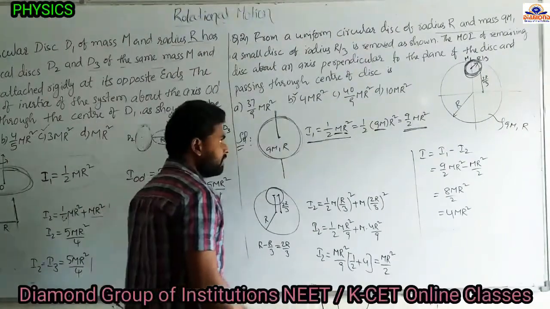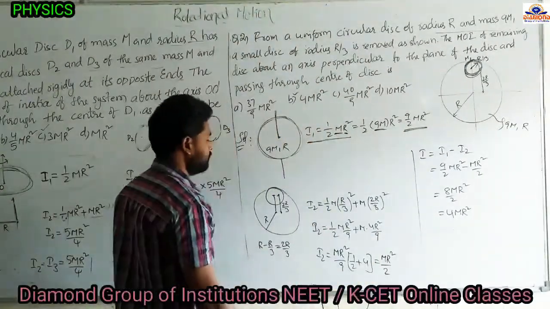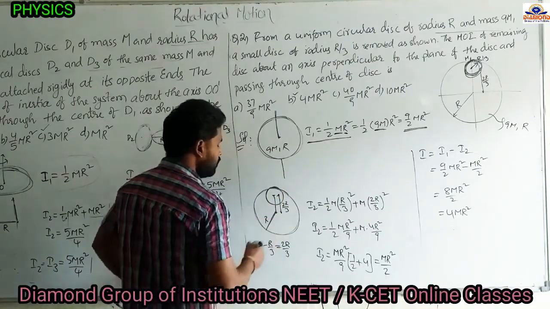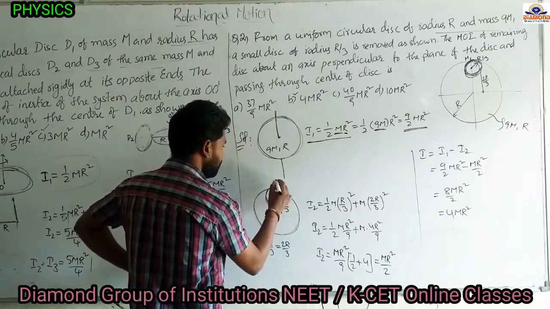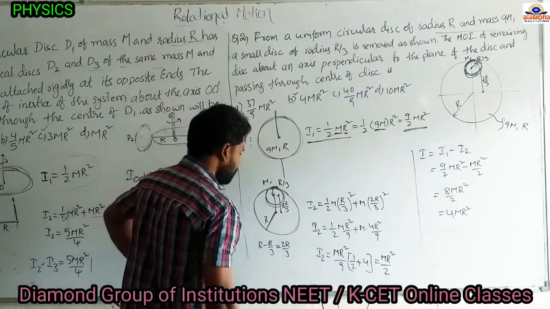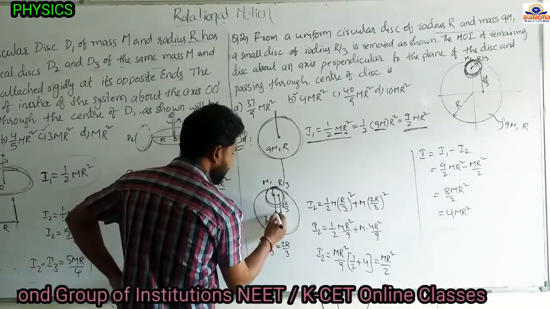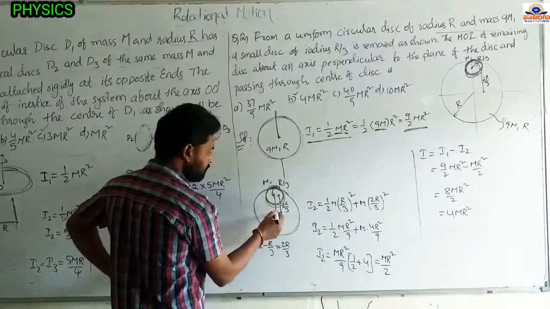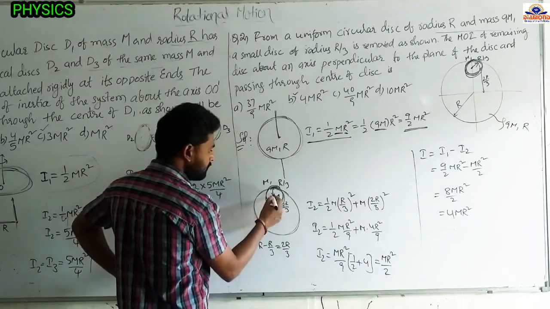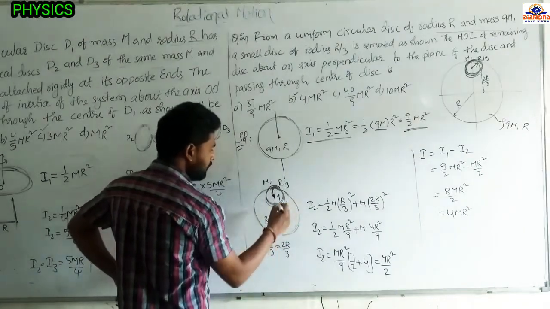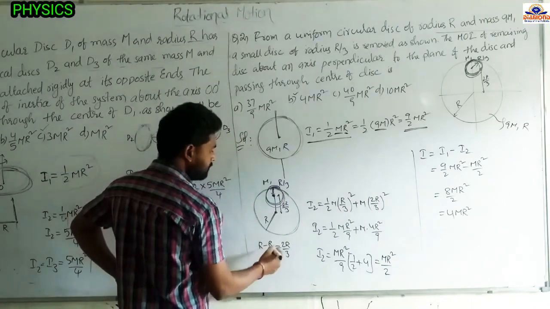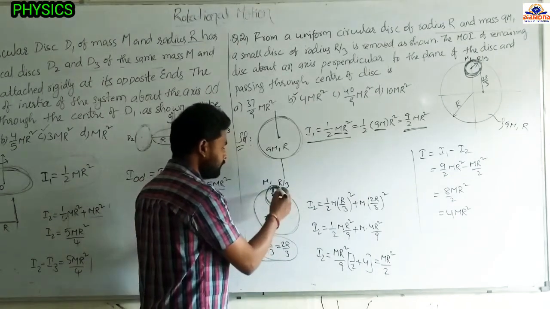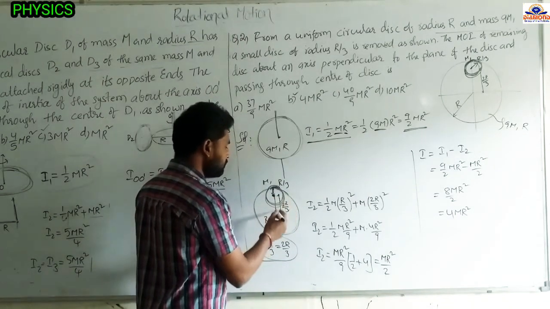Now I am going to find the moment of inertia of the small disk. This is the small disk, this is the big disk. The radius of the big disk is r, and the radius of the small disk is r/3, and its mass is m. With respect to this axis we are going to find the moment of inertia of this small disk. The distance from this axis to the center of the small disk is 2r/3, because the total radius is r, the radius of the small one is r/3, and r minus r/3 is 2r/3. So the center of this small disk is at a 2r/3 distance from the axis of rotation.